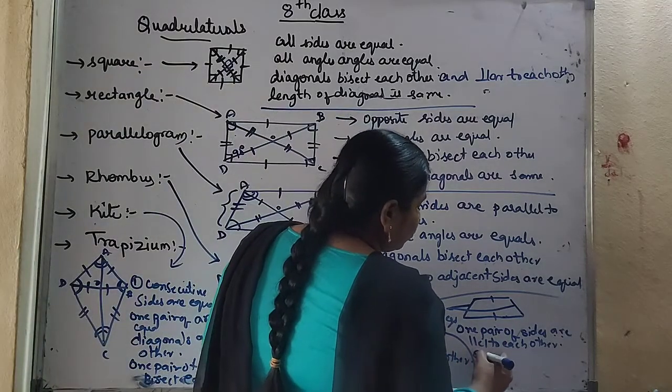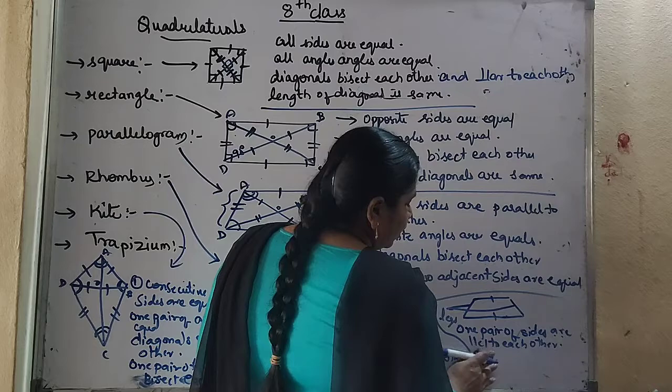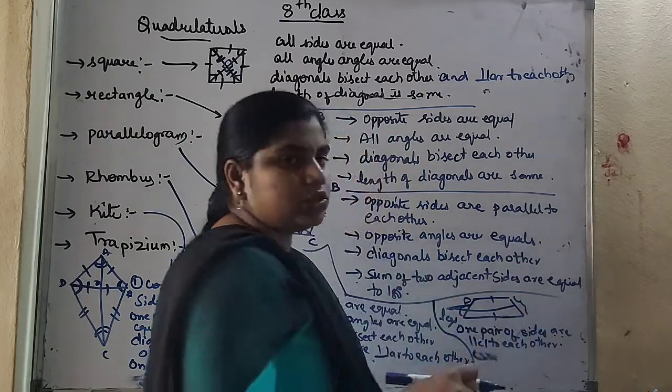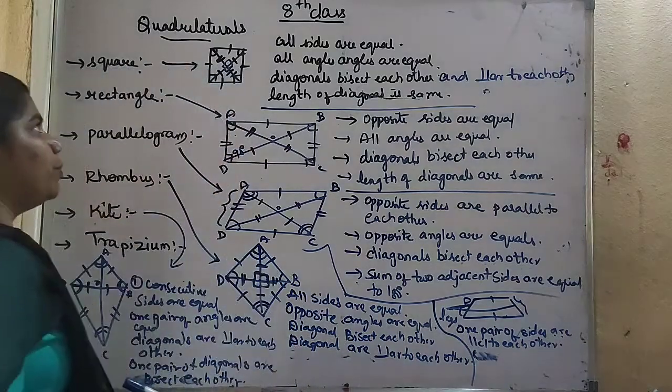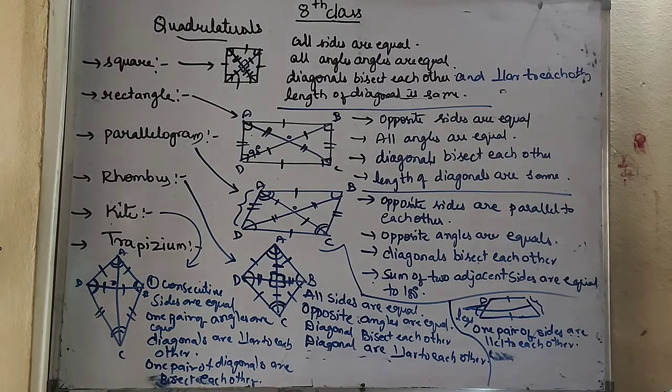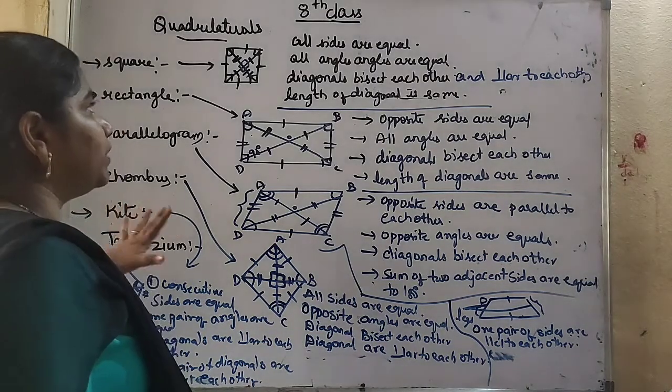And the sum of two consecutive sides will be equal to 180. So if you add the consecutive sides, that will be equal to 180. So these are the properties of quadrilaterals. We already learnt this in 7th class, but I have explained it again.